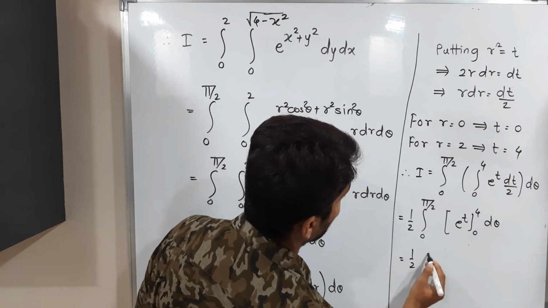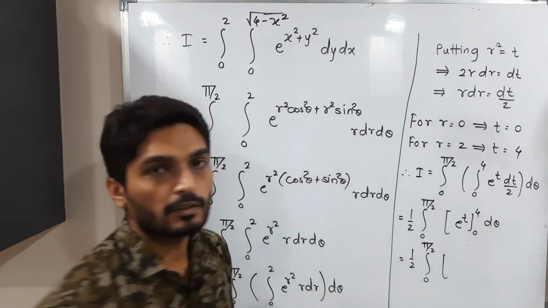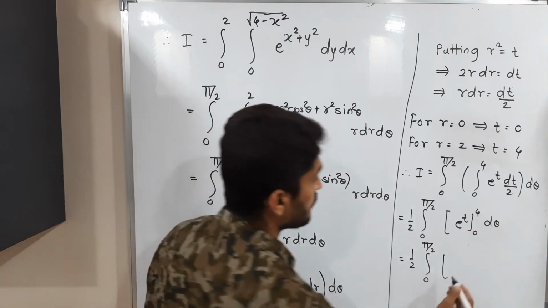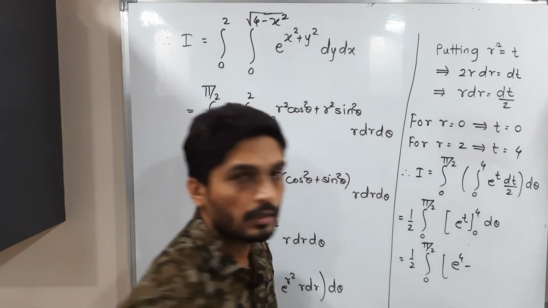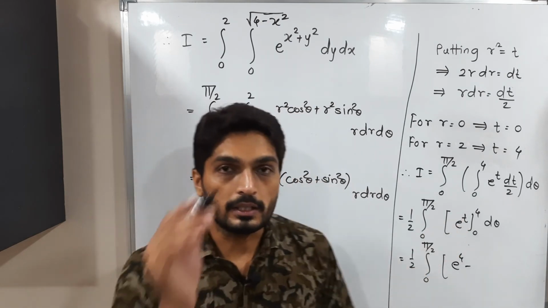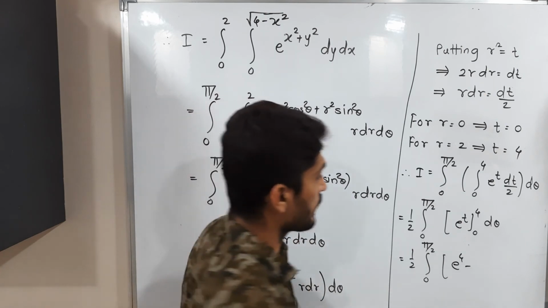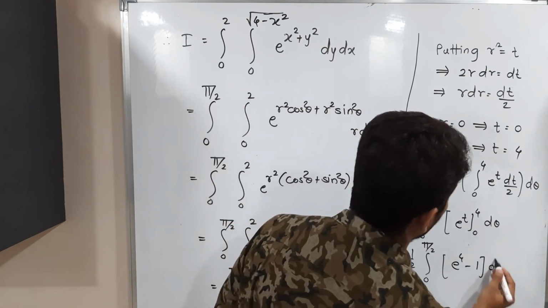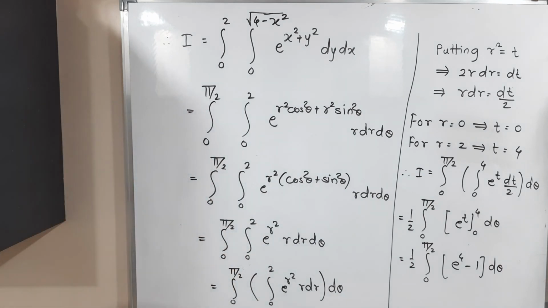So 1 by 2, 0 to pi by 2. I am putting upper limit 4. So that means you will have e raised to 4 minus, I am putting 0. If I put 0, you will have e raised to 0, but e raised to 0 is 1. So that's why 1, d theta. Okay, make a screenshot of it, and after that we will solve the remaining part of this problem, please.